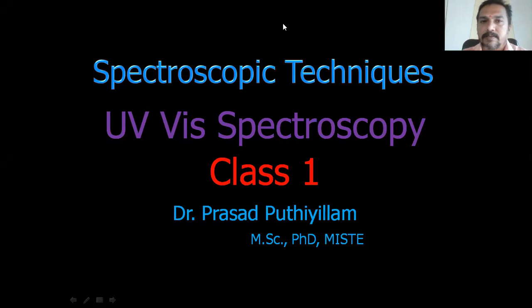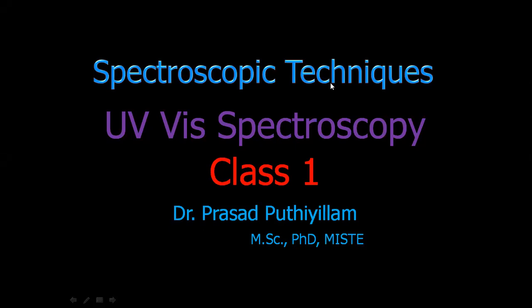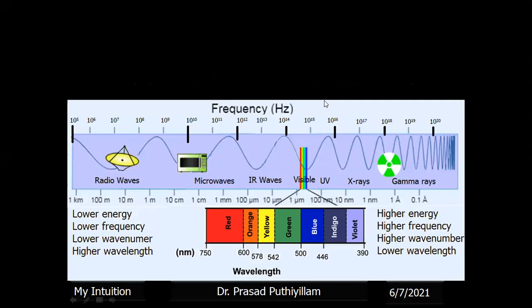So in this particular class video, I'm covering the basics of UV visible spectroscopy, then some of the theories or laws behind it, mainly Beer's law and Lambert's law, and derivation of some of the mathematical expressions, which are very useful for your competitive exams. Then the instrumentation, the schematic representation of the instrument.